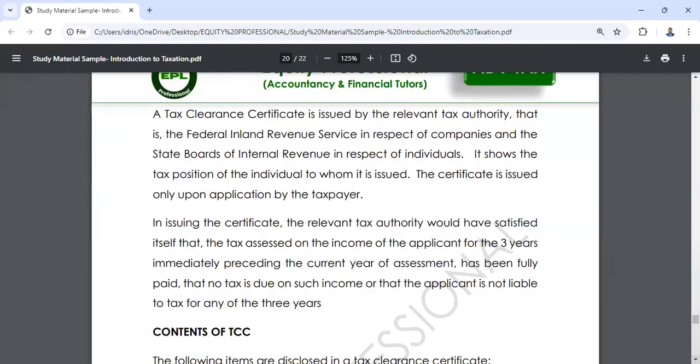They will give you, when the tax authority certifies that you have paid all the relevant tax that you need to pay, that you are not owing any tax, that you are a good taxpayer, you normally pay tax when due. That certificate that they will give as a recommendation letter that this person, you can do business with him, is called a tax clearance certificate. What are the contents of a tax clearance certificate?